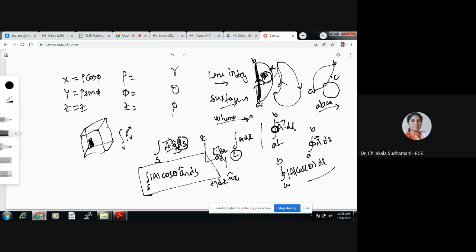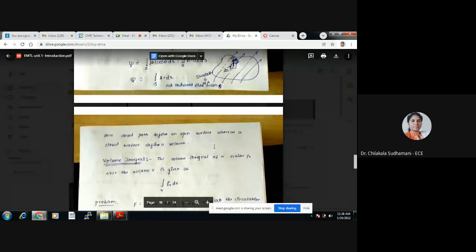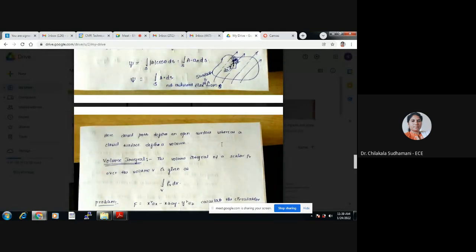If I want to calculate the total charge, it means I want to find the total volume. So the volume integral of rho v dv gives the total charge present in this given cuboid or cube. So to calculate a volume integral, the surface should be closed, or the given object should be in the form of a closed one. If it is an open one, then you can calculate the surface area, not the volume. Okay. These are the three important ones.